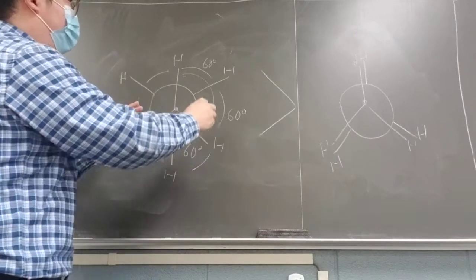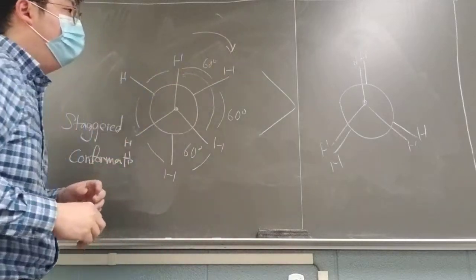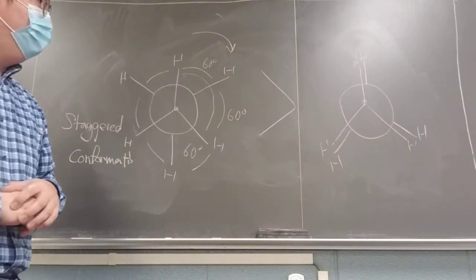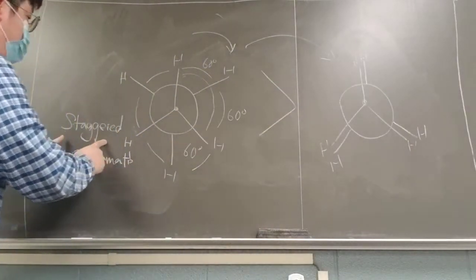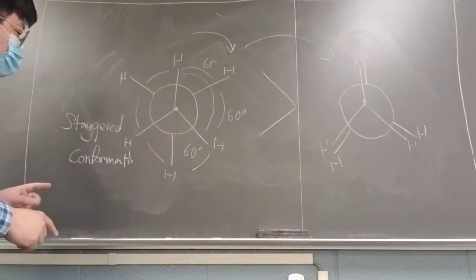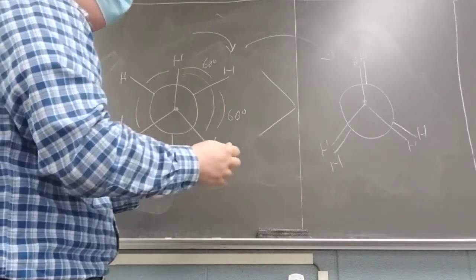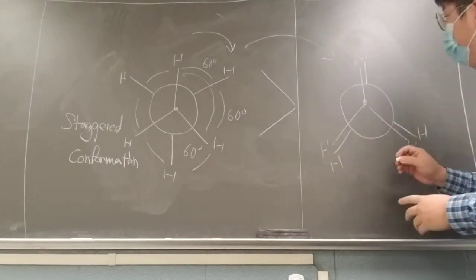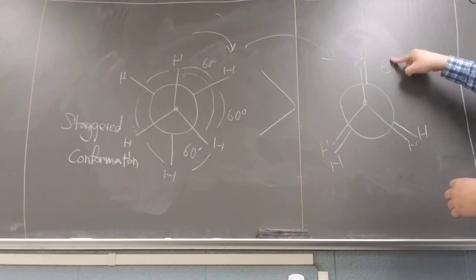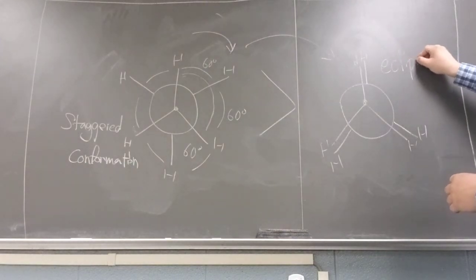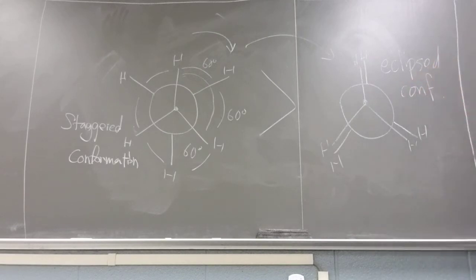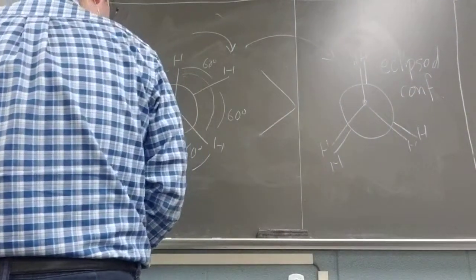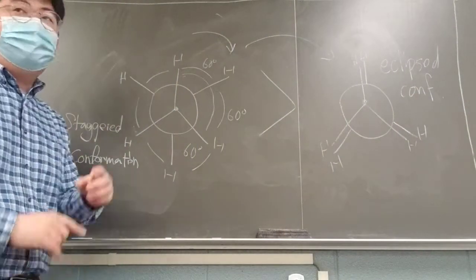So what I just did over here is we just rotated 60 degrees. Okay. So if you just rotate 60 degrees, that's what you're gonna get in here. And before we do the rotation, it's a staggered conformation, which is more stable, and this is the less stable one. We call this eclipsed conformation. So does it make sense?